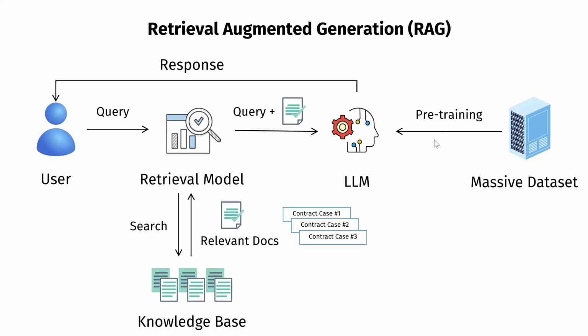This LLM has been pre-trained on a massive dataset before it ever gets your question. This training means it's already learned a lot about a wide range of topics, and now it uses that knowledge to understand the specifics of the document it just received. With the information from our retrieval model and its own training, the large language model crafts a response.